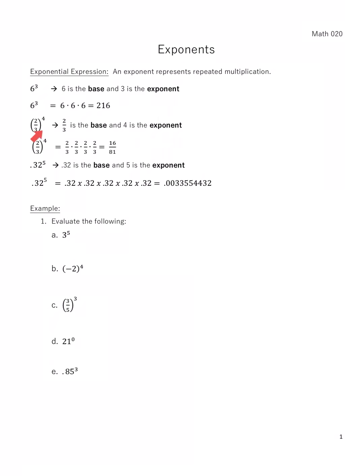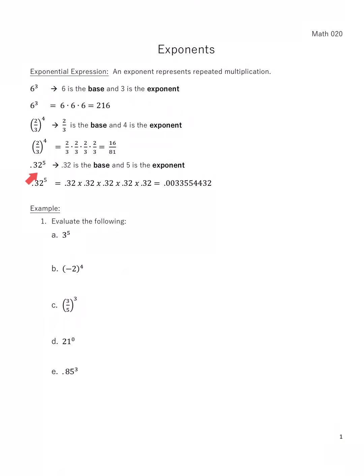If you consider the next fraction, 2/3 raised to the fourth power, in this case 2/3 is the base and 4 is the exponent. Now how would we solve an exponent like this? Well, you would take the numerator, 2 times 2 times 2 times 2, and that will give you 16. And you take the denominator and multiply it by itself 4 times. 3 times 3, and so on, is 81.